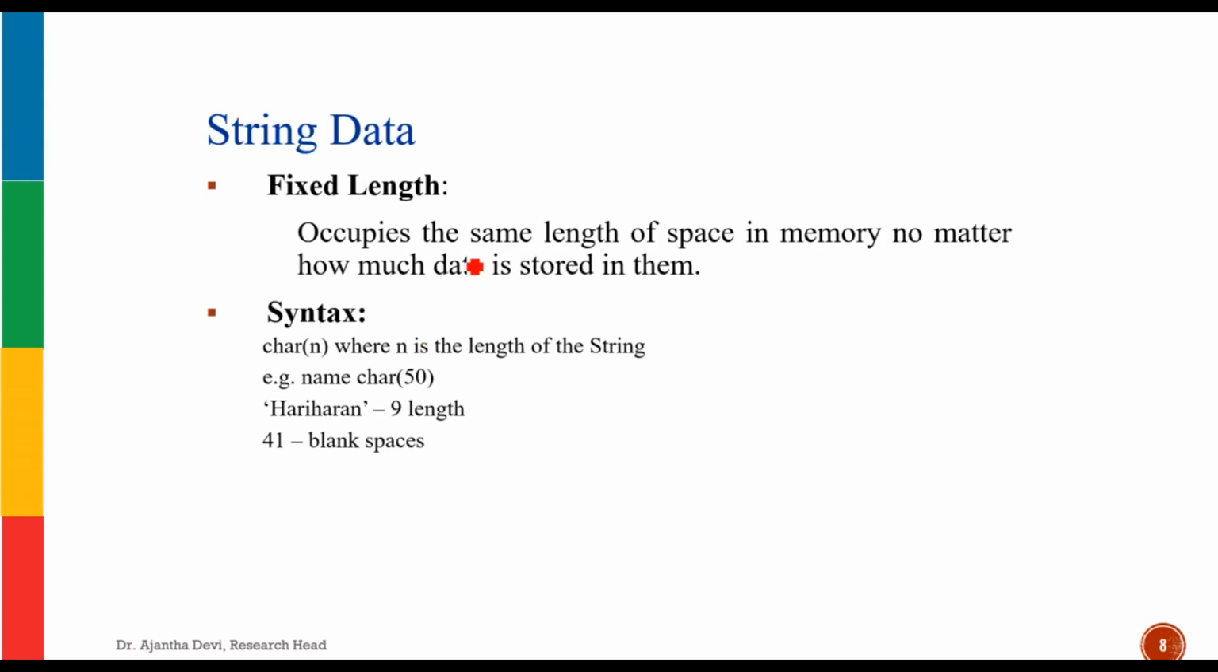Let's begin with the fixed length string. Here, let me just have CHAR(n). This data type reserves n characters in memory, no matter how short your string actually is. Here you are specifying CHAR(50) and storing only the word Hariharan, which has just 9 letters, and the remaining 41 spaces are padded. So this exact string still takes up 50 characters.